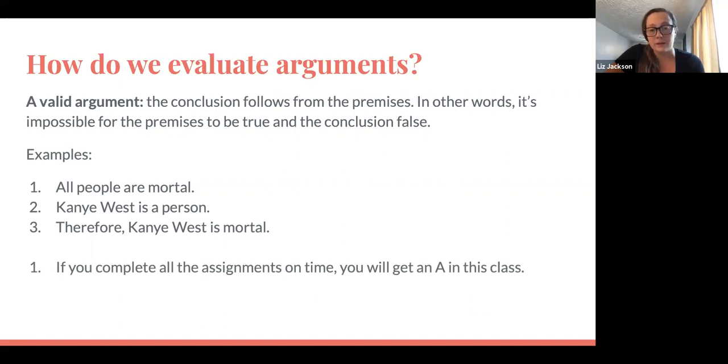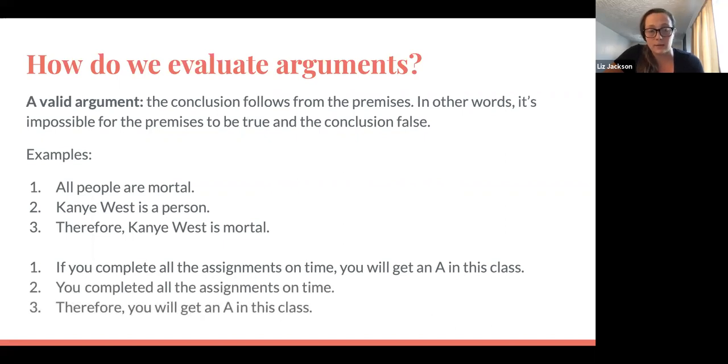Here's another example. If you complete all the assignments on time, you will get an A in this class. You completed all the assignments on time, so you will get an A in this class. In this case, the conclusion 3 is supported by 1 and 2, so it's a valid argument. But notice you could have a valid argument that has a false premise, right? It might be true that if you complete the assignments on time, you don't get an A in this class because you don't need to just complete them, but you need to do them well. And if you don't do them well, maybe you would get a B or a C, right?